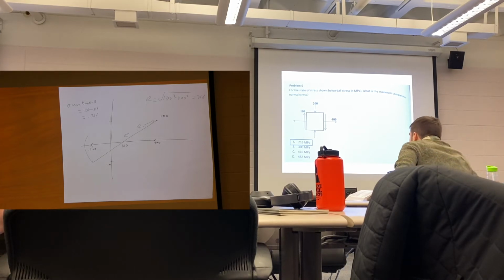Actually, this is a bit bad because C is the maximum tension, 100 plus 316. And here they also should be more specific. This is the magnitude of the maximum compression, because here they didn't include signs. Any questions? Issues?